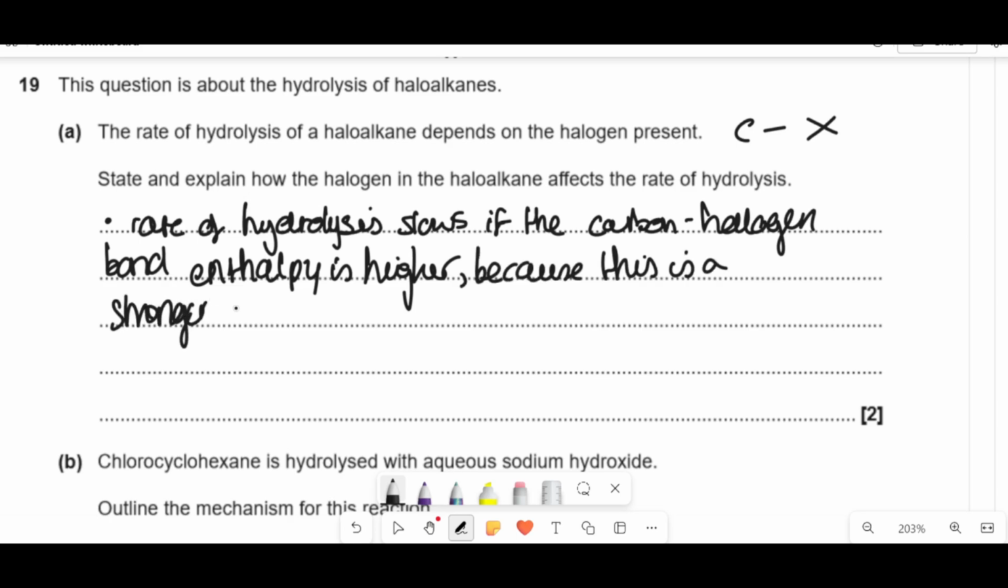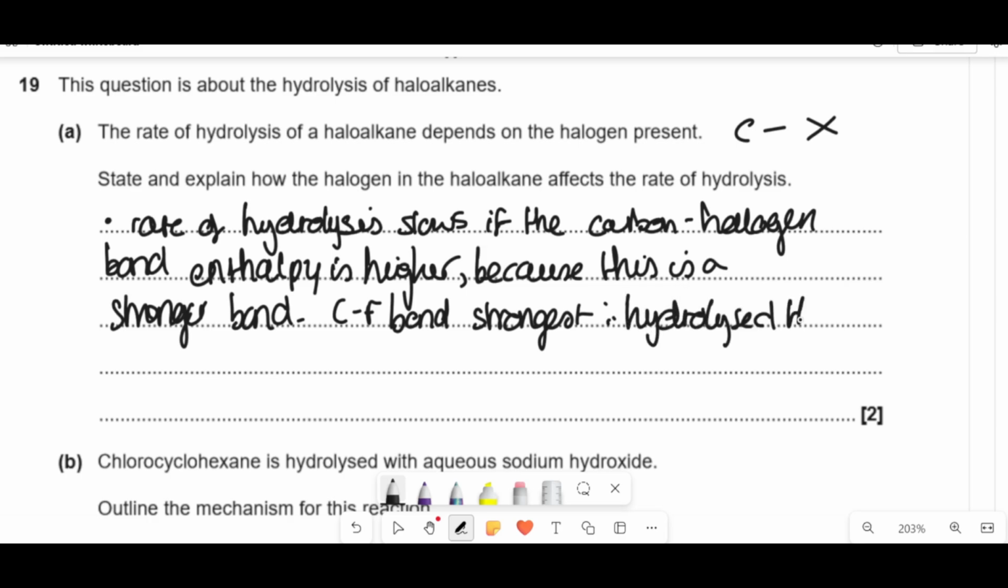We're not done. We need to talk about the actual comparison between all of them. So the C-F bond is the strongest and therefore is hydrolyzed the slowest. That's what they're trying to get across, is why is it slow? You can't just yap about electronegativity and this and that, right? So the C-F bond is hydrolyzed the slowest and C-I is hydrolyzed the quickest because it's the weakest.